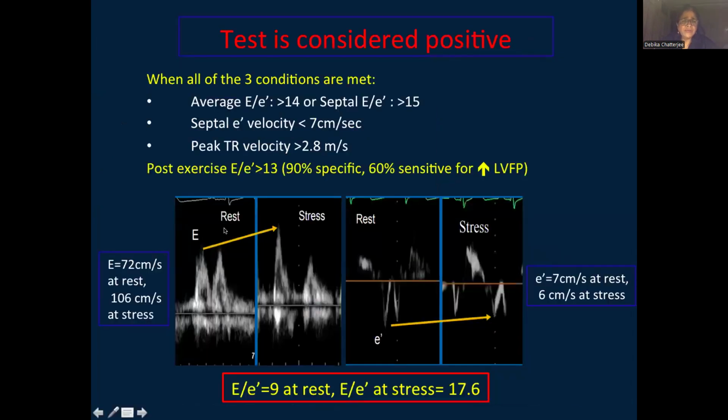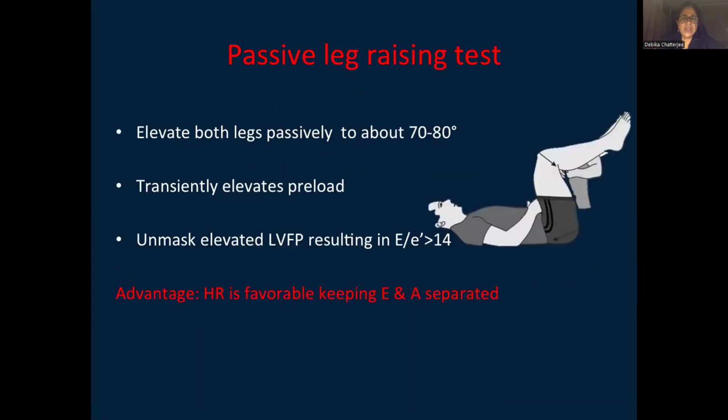Look here, at rest the E wave was this much; at stress the E wave became taller, but look at the E prime, it has become shorter. So E by E prime, which was 9 at rest, becomes 17.6 with stress, indicating the patient developed diastolic heart failure with exercise.